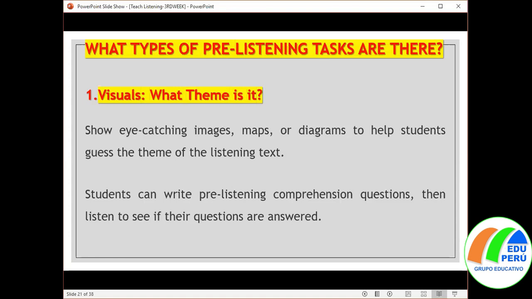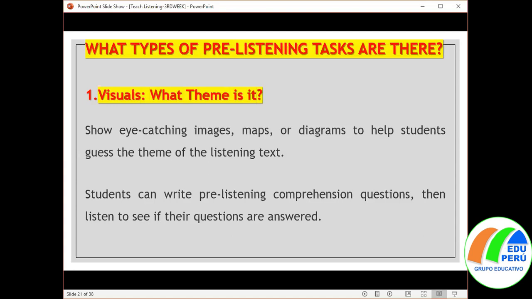Students can write. Notice here you have a variety. Students can write pre-listening comprehension questions, then listen to see if their questions are answered. So it's not just asking them to give their ideas. What are we asking them to do? To write questions. What questions could you ask about that topic after they gave their ideas, using the photos? So you can ask your students to write pre-listening comprehension questions. And then when they listen, they could check if their questions are answered or not.